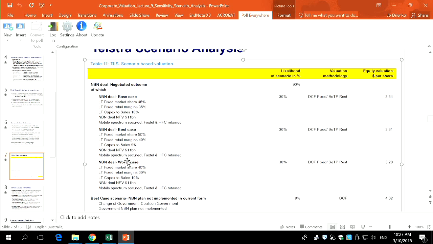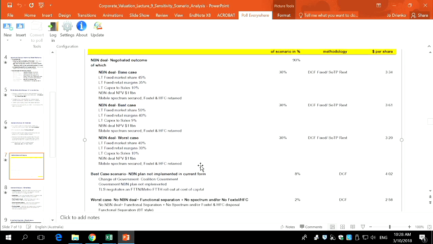And there is a deal, but the deal was not as attractive. Long-term share for Telstra, only 40%, margins only at 30%. They have to spend 10% of sales over the long term. The deal is still $11 billion with respect to NPV, and they keep the mobile spectrum and the Foxtel and the high frequency. And in that sub-scenario, the valuation for Telstra is $3.20. Right? And the analysts just did an equal weighting of those 3 deals being struck.